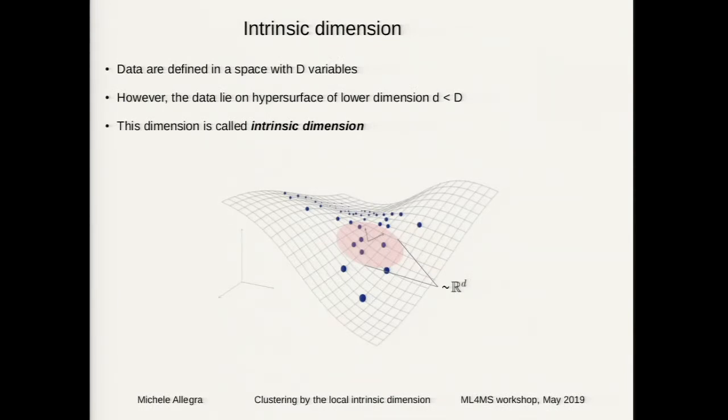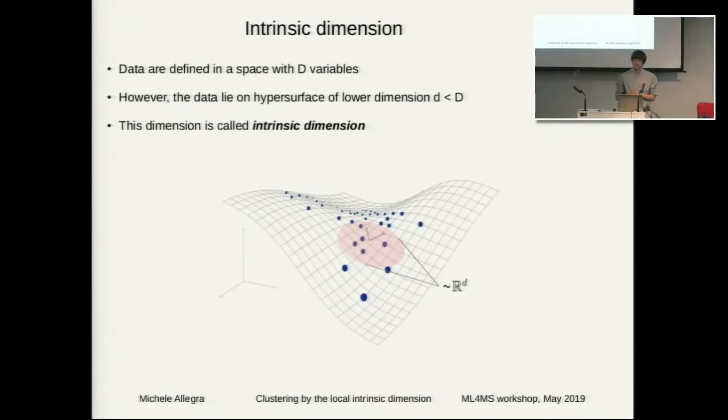What is the intrinsic dimension? So, as you know, data may be defined in a space with many variables. Let's call it capital D. But in most cases, data actually live on a hypersurface of much lower dimension, which we call intrinsic dimension. So this is why, in many cases of interest, even if the space has, let's say, 1,000 variables, maybe the so-called curse of dimensionality does not really apply, because the data, even if the variables are 1,000, maybe live on a hypersurface of 20 variables.